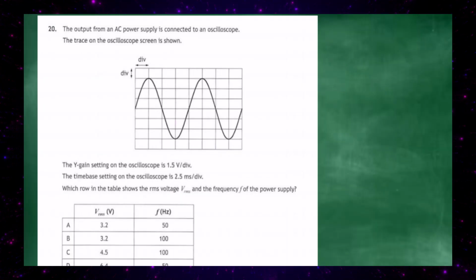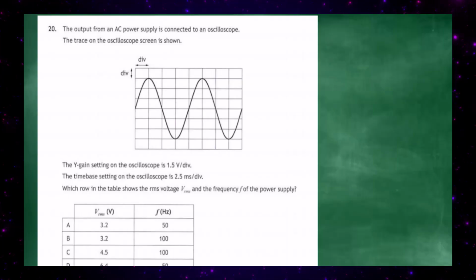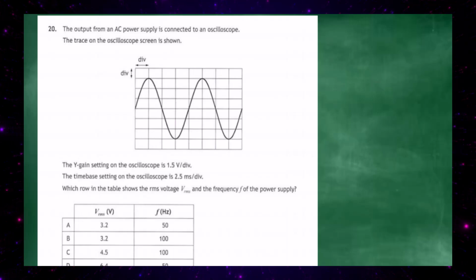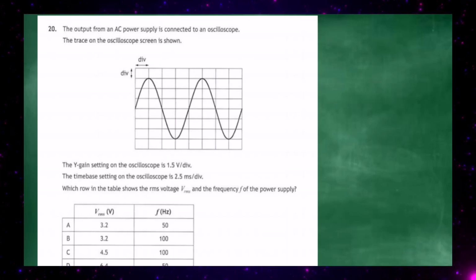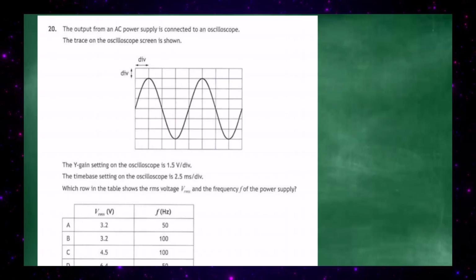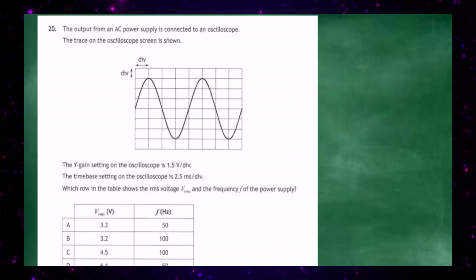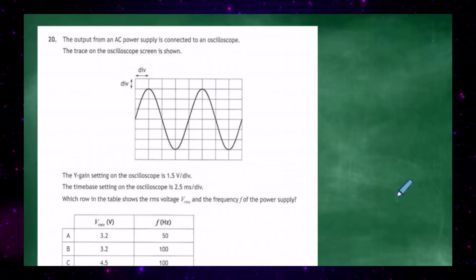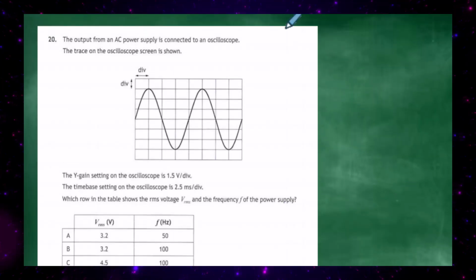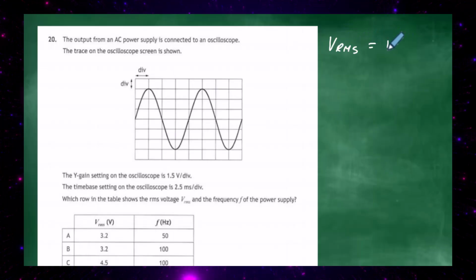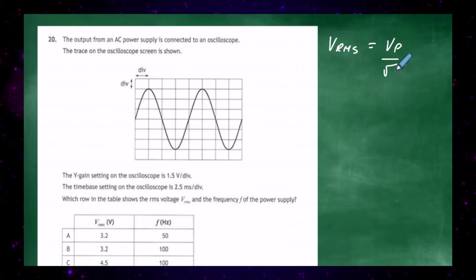Question 20 is the AC electricity one. The output from an AC power supply is connected to an oscilloscope, and the trace on the oscilloscope screen is as shown. The Y gain setting is 1.5 volts per division, and the time base setting on the oscilloscope is 2.5 milliseconds per division. I'm being asked to find which row in the table shows the RMS voltage and the frequency of the supply. Well, we know right away that the RMS voltage is going to be equal to the peak voltage divided by root 2. So V RMS is the peak voltage divided by the square root of 2.